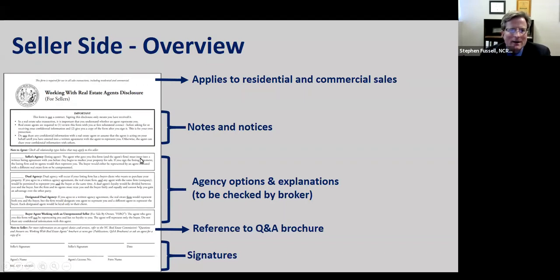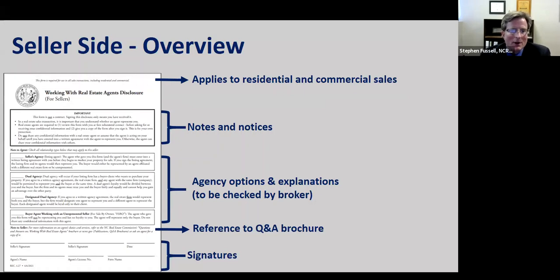Then below that, you've got a section with 4 different types of agency relationships that could apply to a particular seller. And we'll go into those in more detail in a minute as well. Below the agency types, there's a note to the seller that you're communicating with, basically to tell the seller that if the seller wants more information about agency relationships or the services that you would provide as a broker, or your duties as a broker to that seller, the seller can refer to a Q&A brochure either on the Commission's website, or they can get a copy of that Q&A brochure from you.